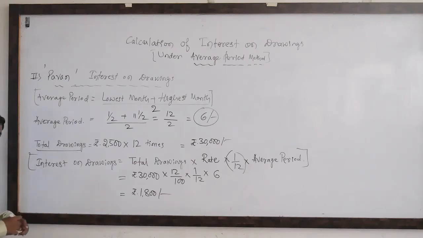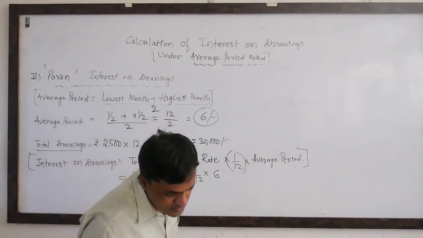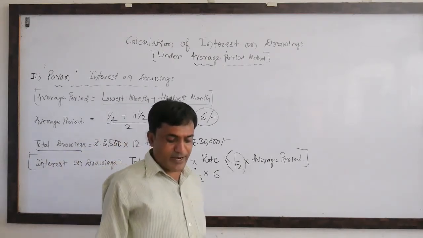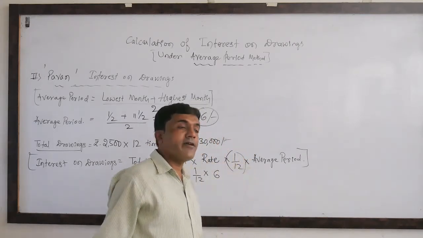So let me solve the third partner's interest on drawings. That partner name is Prakash. He has made drawings of rupees 1,500 on the last date of every month.